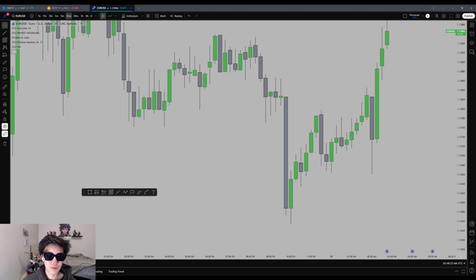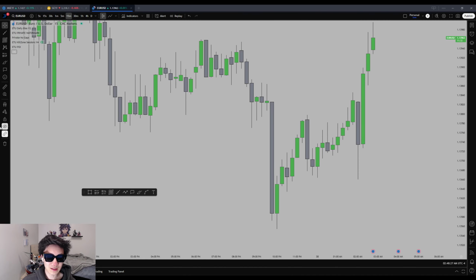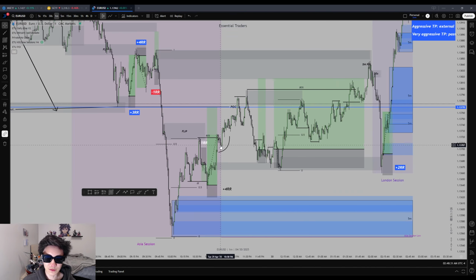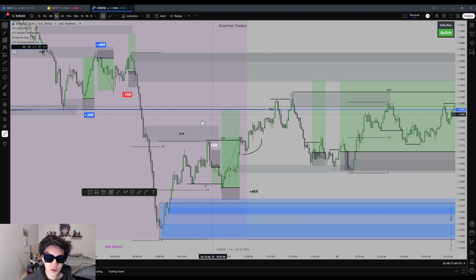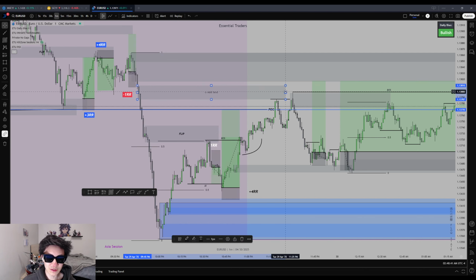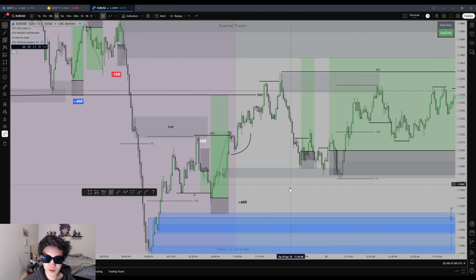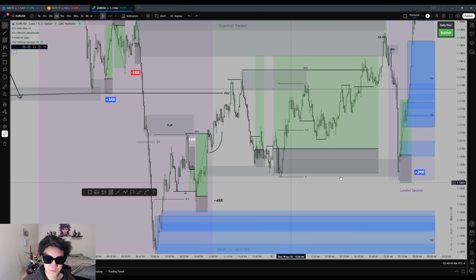Okay, but basically, you guys can see the POC right there, right? So that could be a potential very aggressive target. Or you find just a POI right above. This POI right here, you have a POI right here. This is all imbalances, so you could pick any of these as your target, right? So hopefully that makes sense in terms of examples of targets for your trades.